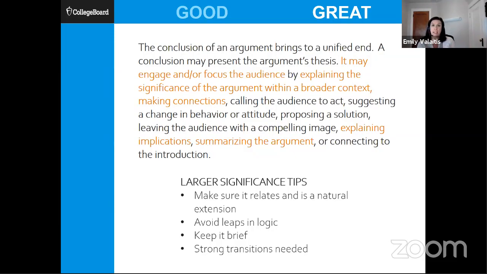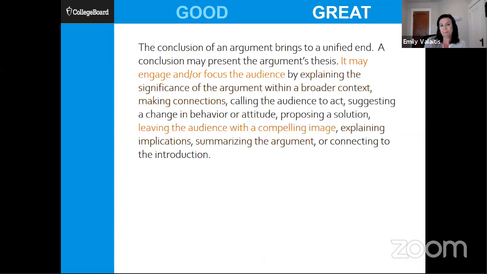If you get a passage on May 20th that's about nature, make sure the larger significance has something to do with nature. If it's about technology, make sure the larger significance has something to do with technology. And then make sure you have strong transitions. And if you're keeping it brief, then it shouldn't need any kind of support.